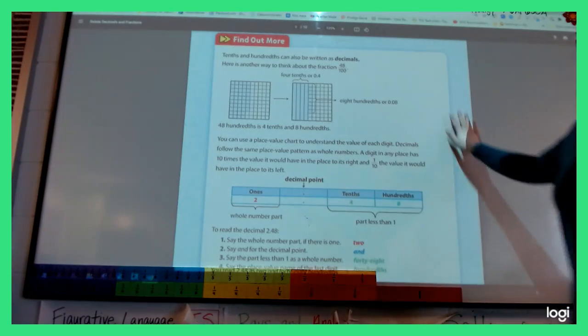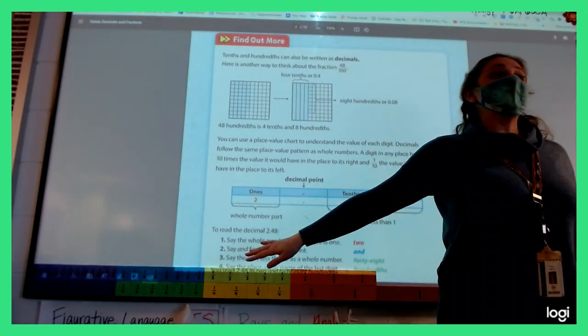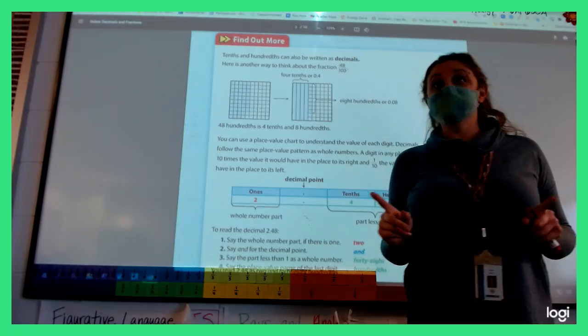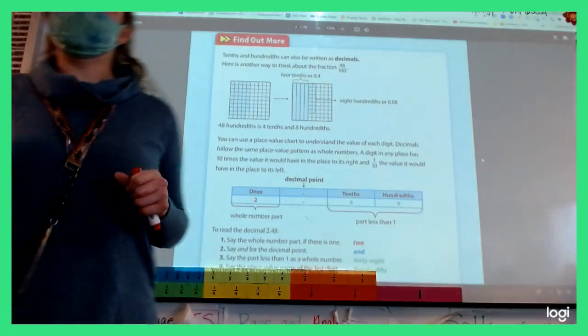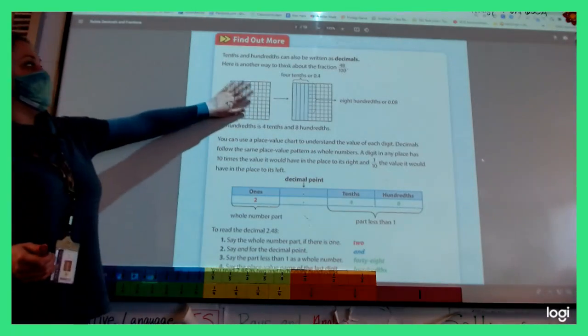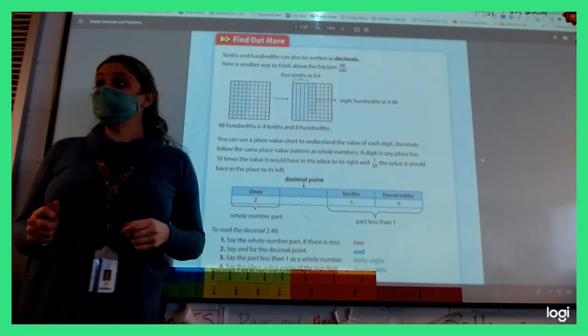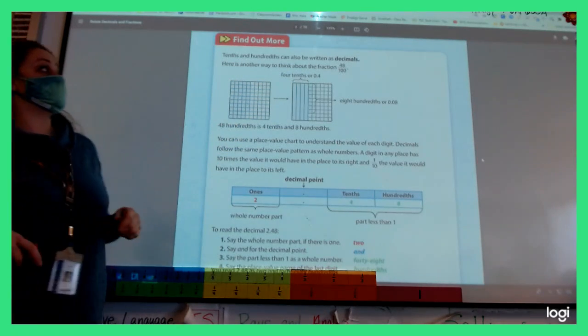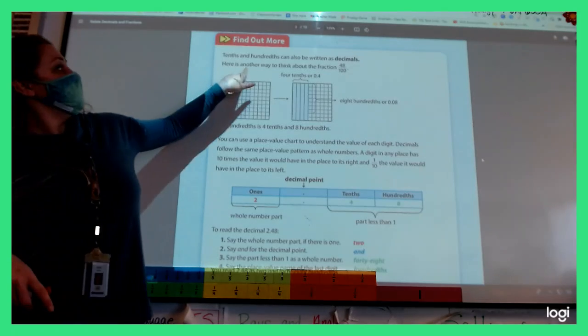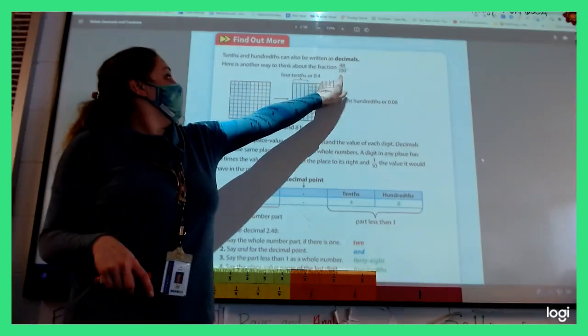All right, now on a page like this with a lot of words, is it harder to pay attention? Yeah. So, get your head in the game, okay? I need you to focus. Look at the pictures. Tenths and hundredths can be written as decimals, okay? We've been doing them as fractions, but they can also be written as decimals. Here's another way to think about the fraction 48 hundredths.